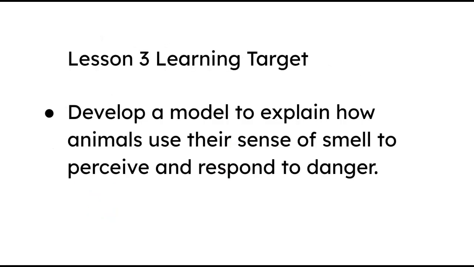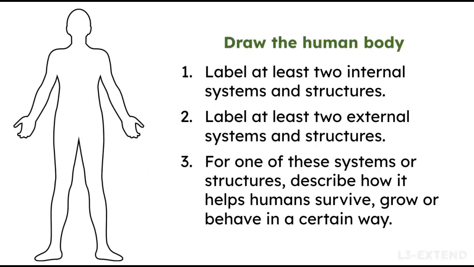By the end of this lesson, students will have developed a model to explain how animals use their sense of smell to perceive and respond to danger. In Lesson 4, students will investigate how animals see and the ways the animal appearances can help them survive. For the optional Extend, you can ask students to draw the human body and label at least 2 internal and 2 external systems and structures.